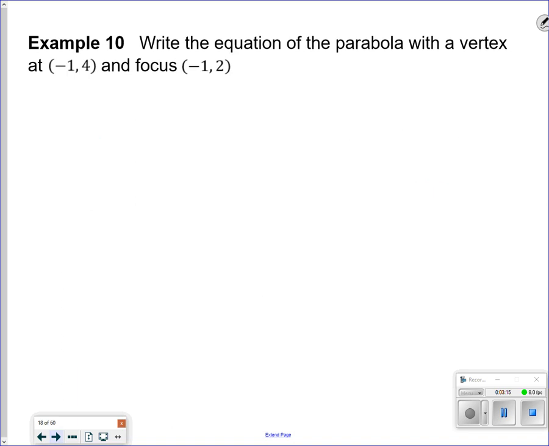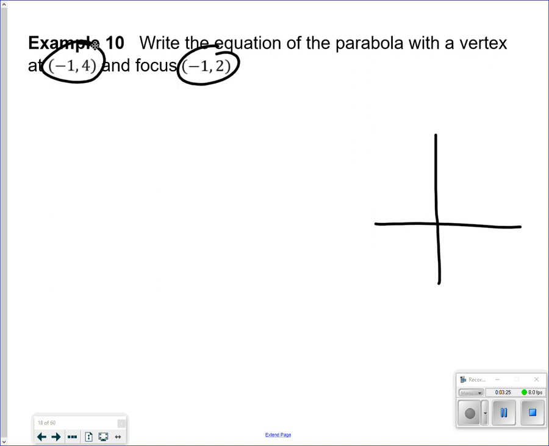Write the equation of the parabola with the vertex. All right, so finally we're off the origin now. A vertex at negative 1, 4, and a focus at negative 1, 2. I highly recommend a sketch. So negative 1, positive 4, there's your vertex. Negative 1, positive 2 is your focus.